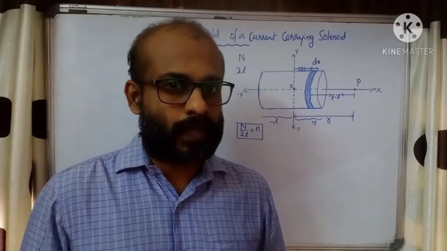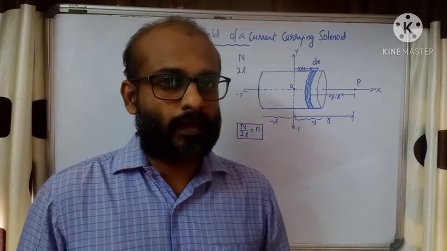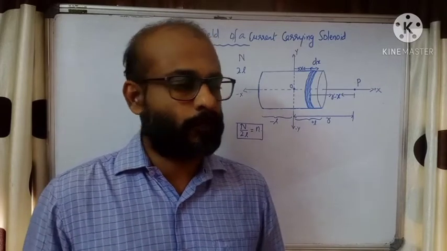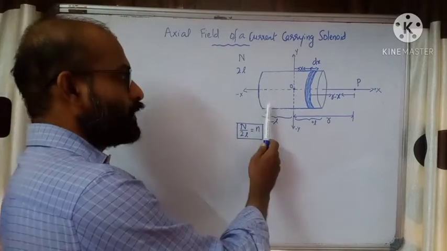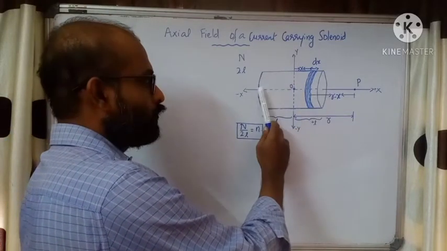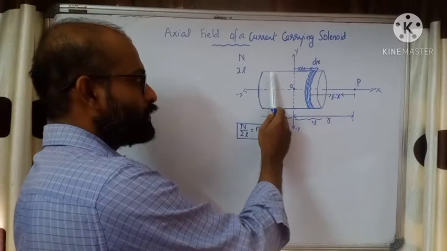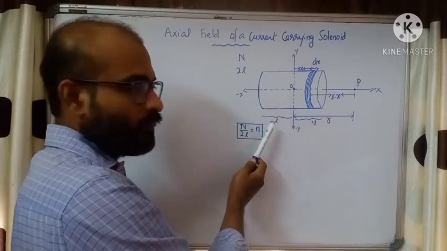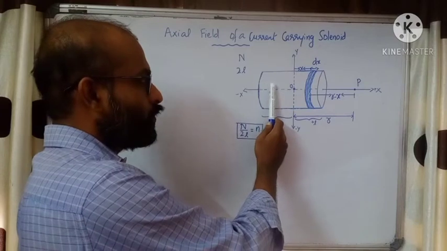Today we are going to see the axial field of a current carrying solenoid. Now here in the diagram you can see a solenoid. See, this is the length of the solenoid. From here to here we have a large number of turns of insulated copper wire. The turns are very close to each other.